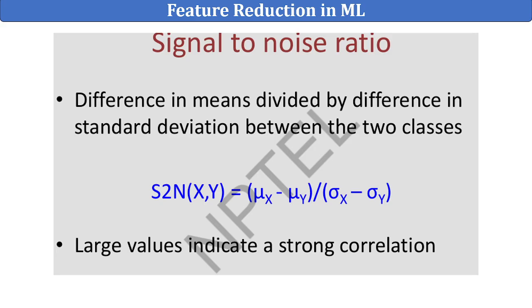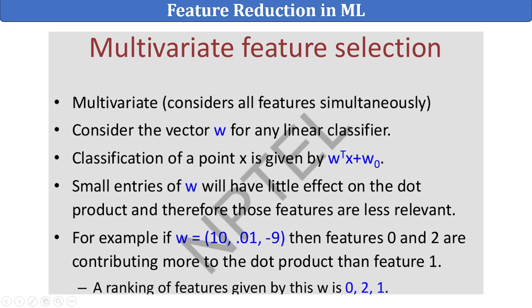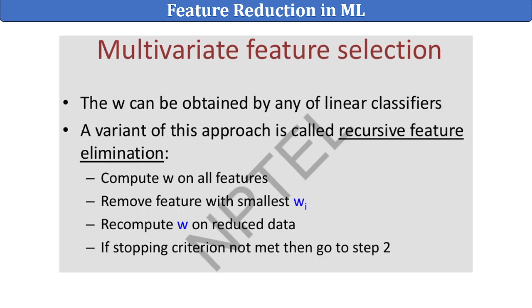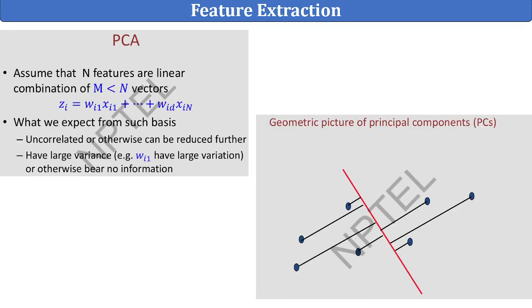Then again we can check based upon the signal to noise ratio. In that case, the SN ratio should be high, which means noise should be low and signal should be high in any case. Then we can do multivariate feature selection also, where we can select multiple features. Now we'll come to the PCA.